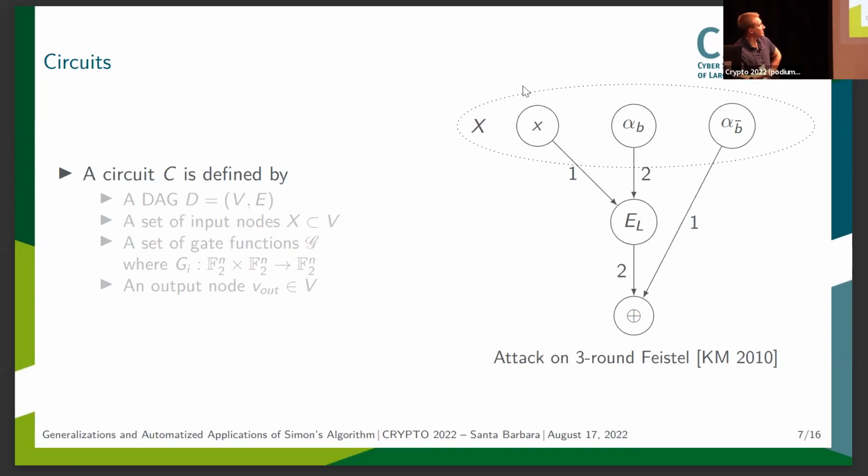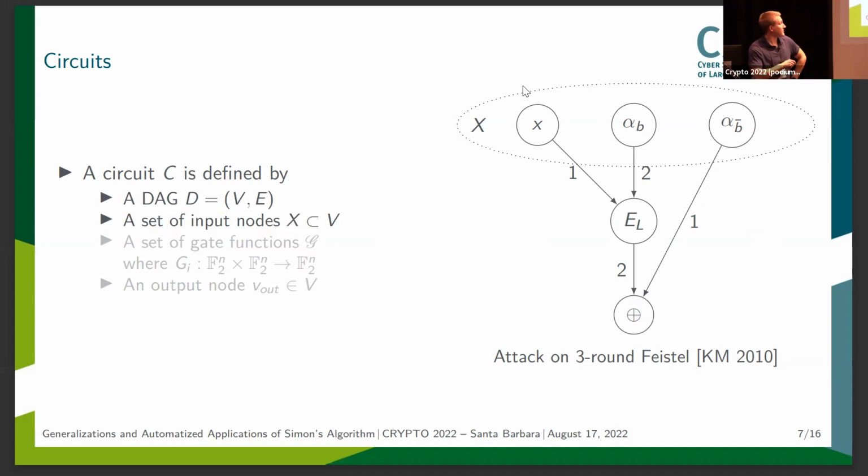So this is actually the circuit representing the function that was used in the attack on the Feistel cipher in 2010, which is, in contrast to the one on Even-Mansour, just a distinguisher. And I want to use this as an example for what we understand as circuits. Most importantly, the circuit is essentially just a graph, a directed acyclic graph, and a subset of the nodes are the input.